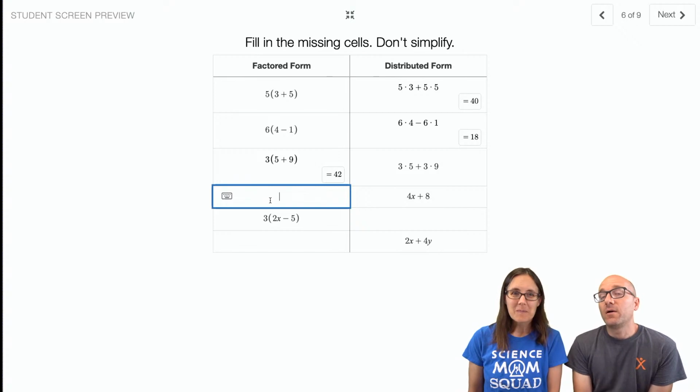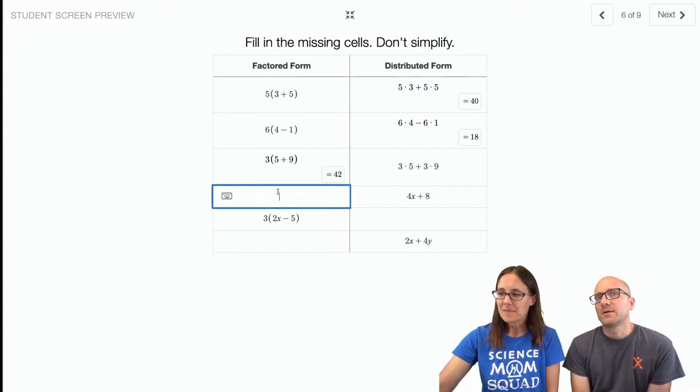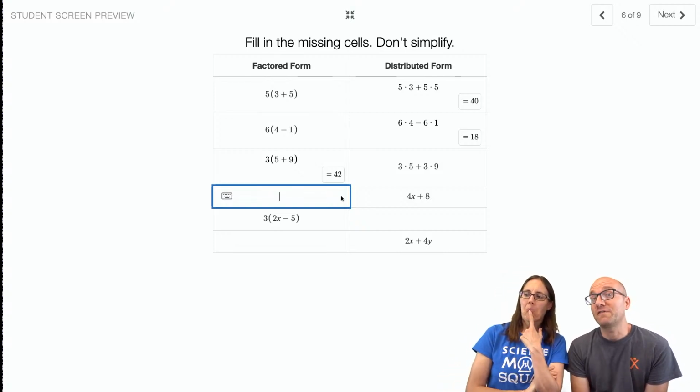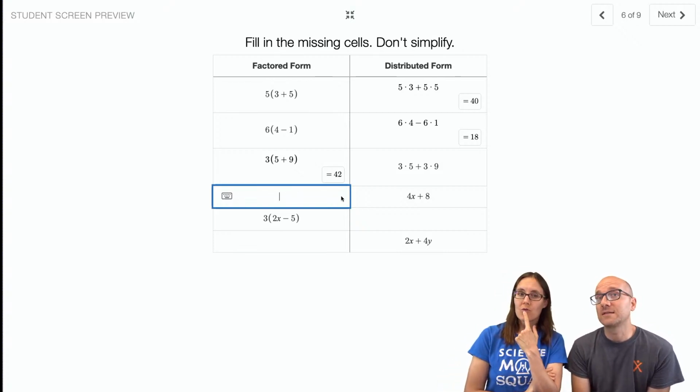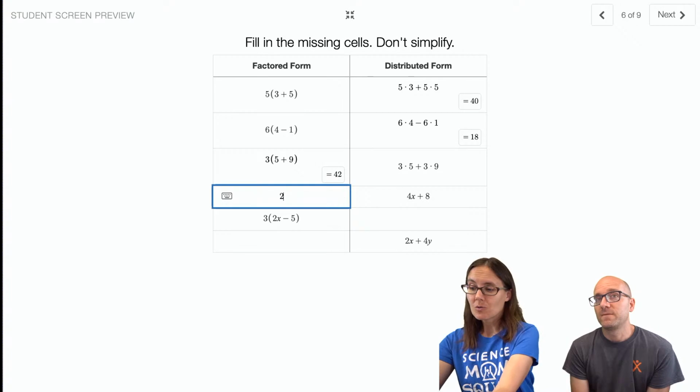Okay, and by the way, it's possible that there were other answers, especially on this next one. There's not just one answer, but what could we possibly factor out? What's the common factor between 4x and 8? 4x plus 8. What did you get for that?